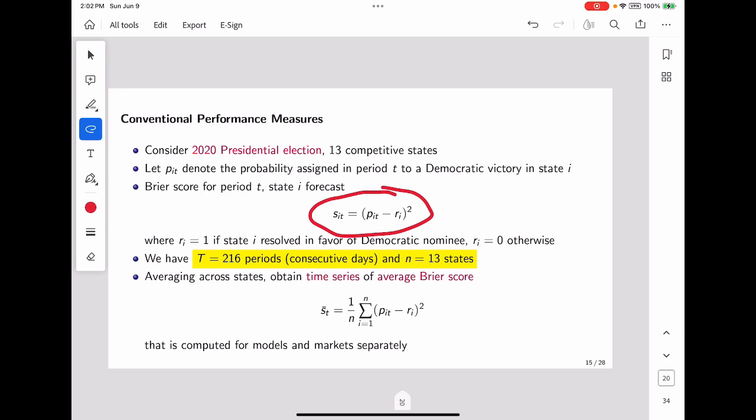So lower Brier scores are better, right? It's a mean squared error, and lower Brier scores indicate better forecasting performance. And we can average across all these 216 periods to get the average daily Brier score for any particular state. And then we can average across states to see whether or not the model or the market performed better.